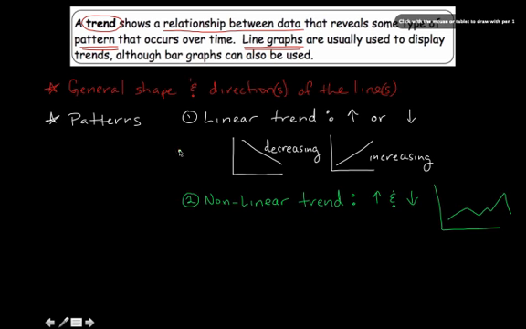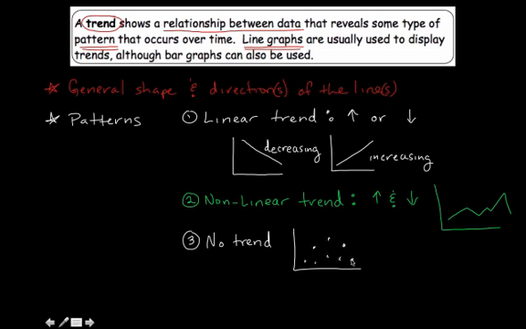And then finally, the last pattern that you need to be comfortable with identifying is referred to as no trend. If there's no trend, that basically means that you can't find any portion of the graph that's increasing or decreasing in a logical fashion that makes sense or is easy for the eye to see. If this is my graph, you would see data points kind of all over the place. So they're hard to make sense of because they're not following any sensical pattern.